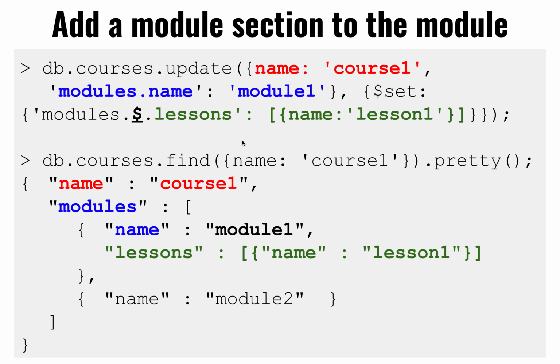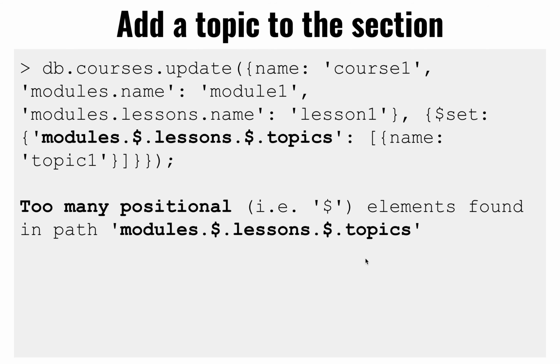Now I'm going to add to the first module, the one that matched the first or second or third module, a lesson. So I'm going to add lessons. Here's my first lesson, and I can add several lessons. Now I'm going to add a topic to that lesson.